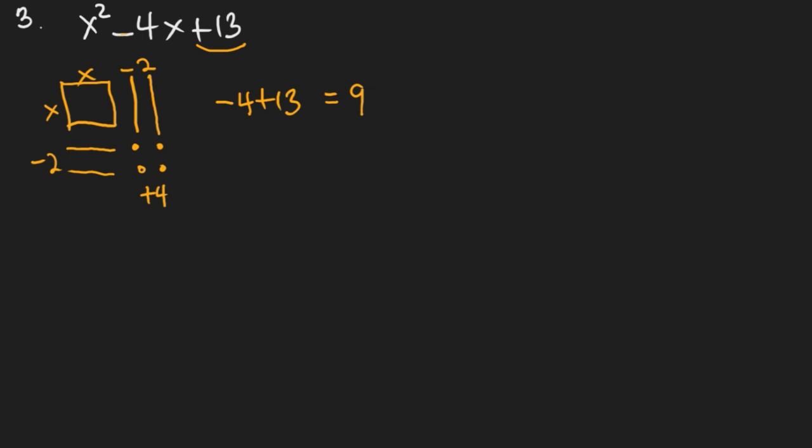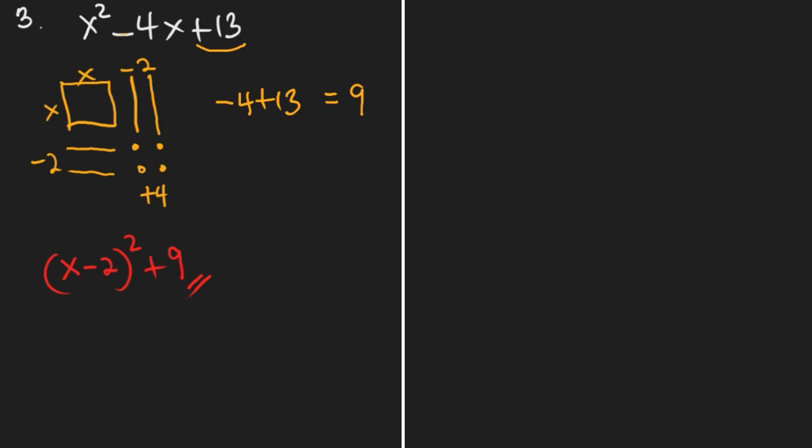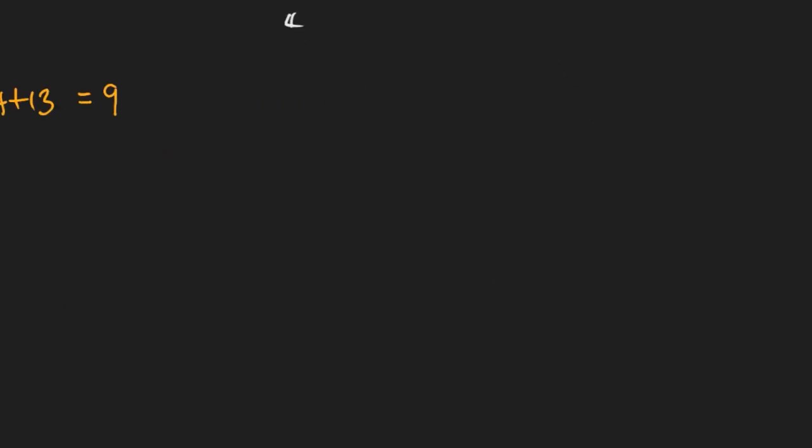In presenting my answer, I write x minus 2 all squared plus 9. That becomes my answer. Okay. What if I have x squared, I have a number multiplying the x squared? So in a situation like this, let's say you do 4x squared plus 16x plus 5.